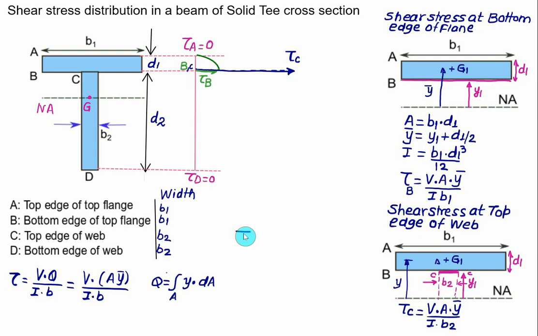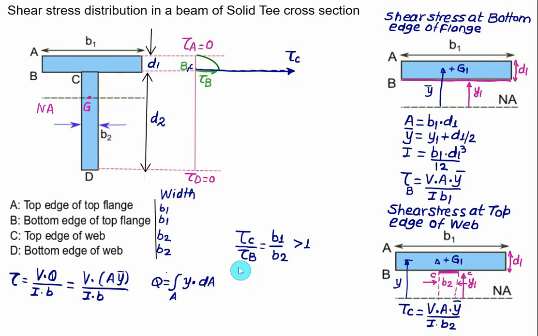So if I take a ratio of the shear stress at the top edge of the web, that will be tau C, divided by the shear stress at the bottom edge of the flange, that is tau B. In this case the numerator remains the same, so that will get cancelled. The shear stress is inversely proportional to the width, so we have B1 in the numerator, and for tau C, B2 will be the denominator. Now B1 by B2 is greater than 1. The width at the flange is more as compared to the width of the web.